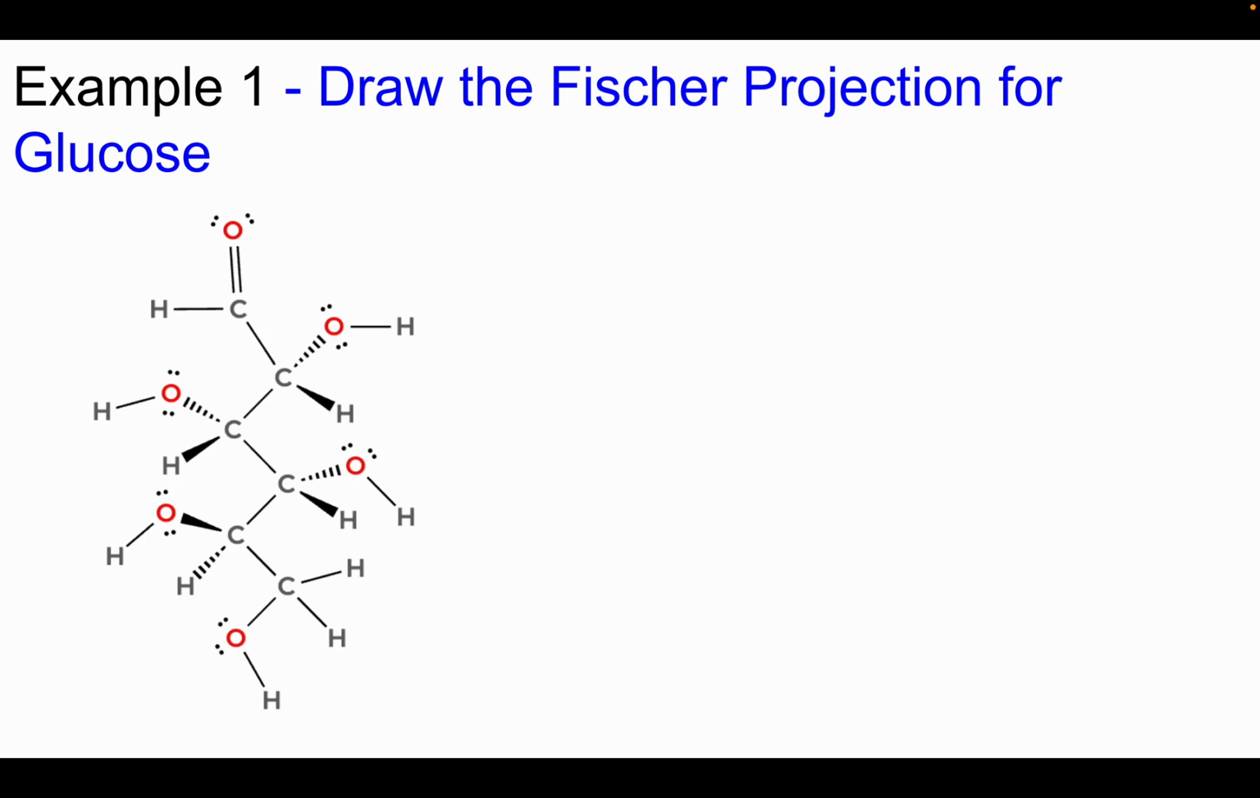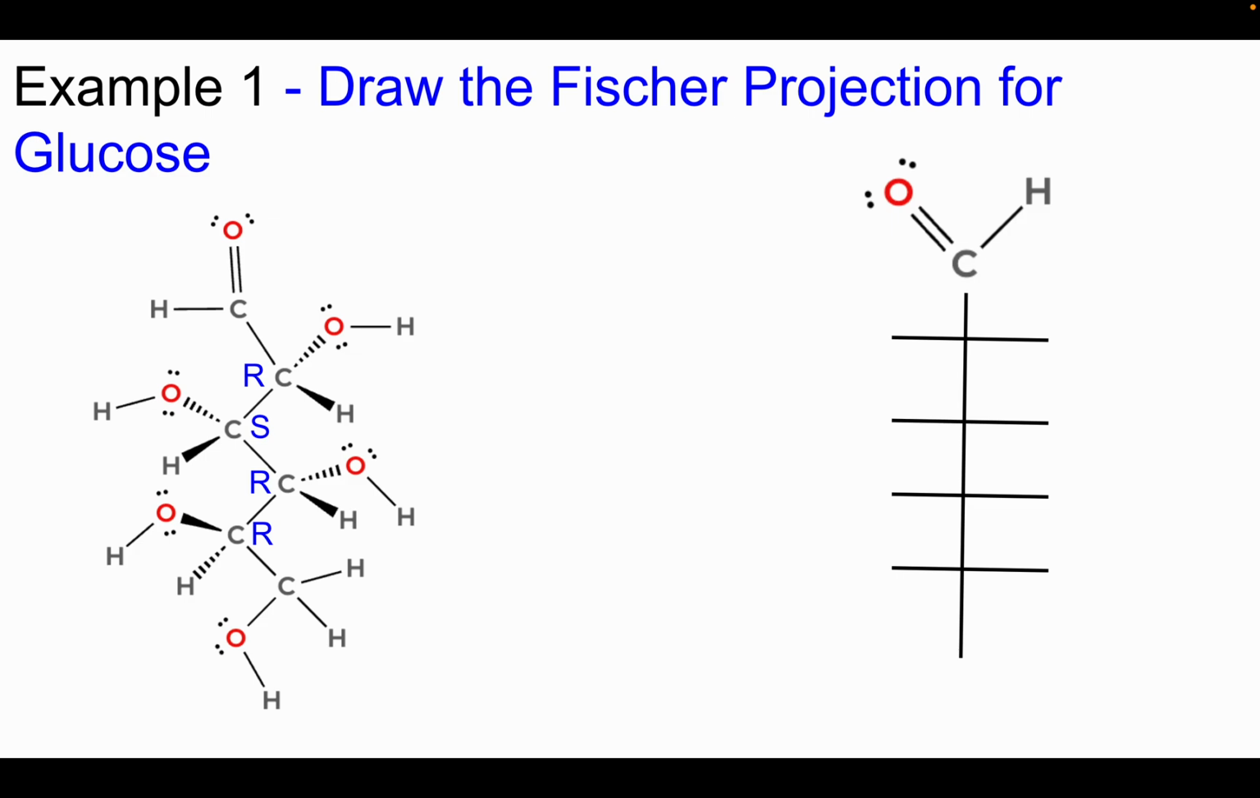All right, so let's go through an example. So here's glucose again, and just to remind you of how we labeled those stereocenters, they went R, S, R, and R. We're going to start with the aldehyde at the top, and then we'll draw a line going straight down. And then we'll draw an intersecting line for each one of those stereocenters. And then the carbon at the bottom is not a stereocenter, so we'll just list the formula for that carbon. It's a carbon attached to two hydrogens and a hydroxyl group.